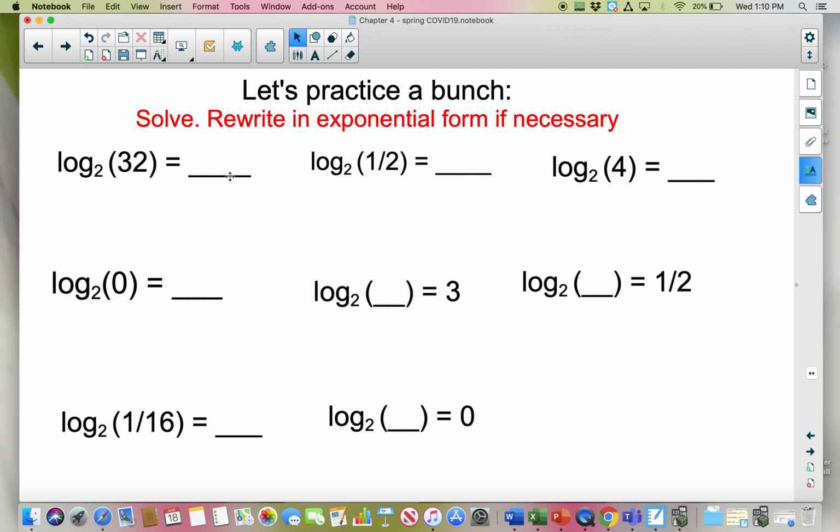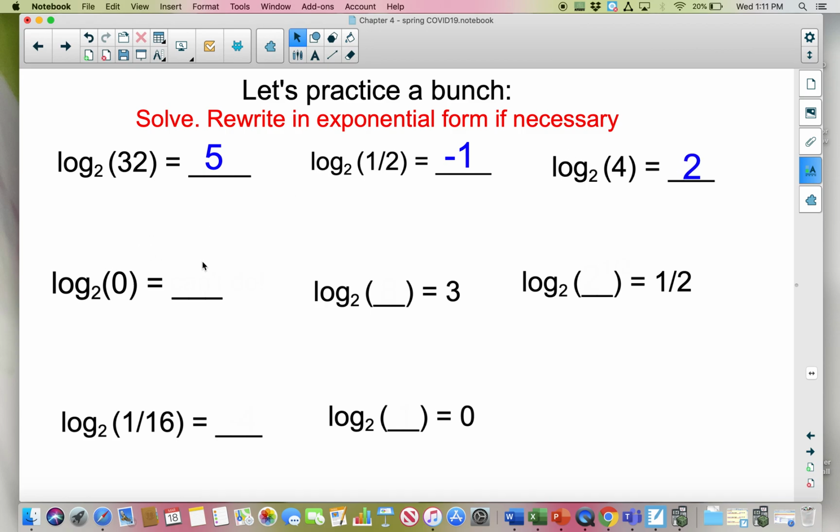So 2 to the what is 32? 5. 2 to the what is 1/2? And again, this is tricky because you want it to equal a fraction. So 2 to the -1, remember negative exponents reciprocal it. So 2 to the -1 is going to be 1/2. 2 squared equals 4.